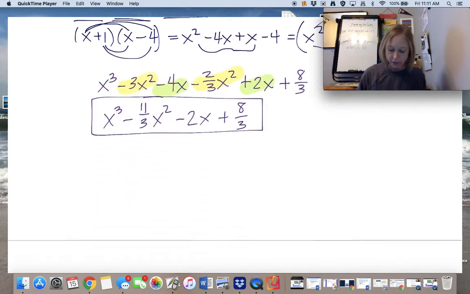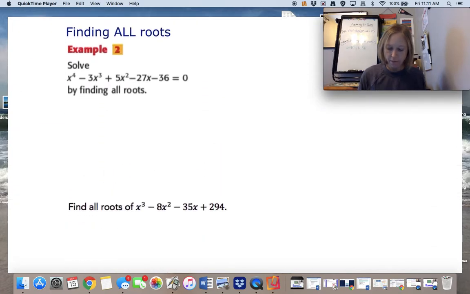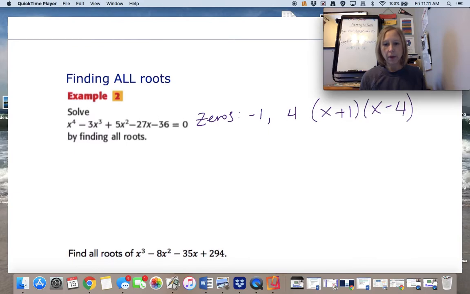Okay. So we had those two zeros, negative one and four. So I know that I'm going to have an x plus one and an x minus four in my factored form. But I don't know what else is going to be in my factored form. So what I can do is factor or divide these out of the polynomial, and then I'll be able to see what's left. So I'm going to take them one at a time.